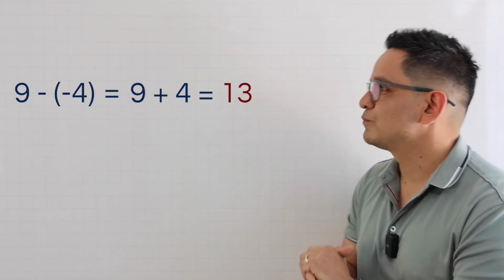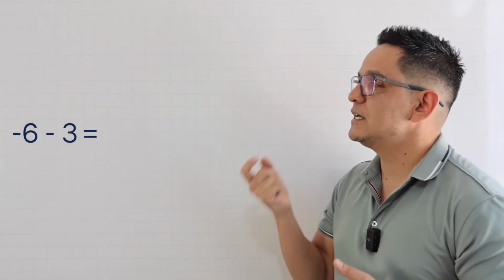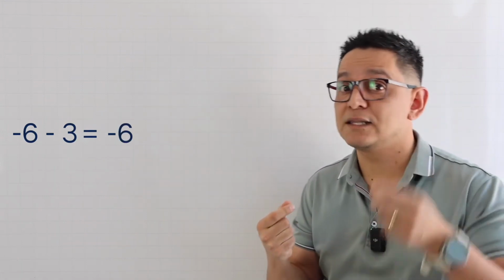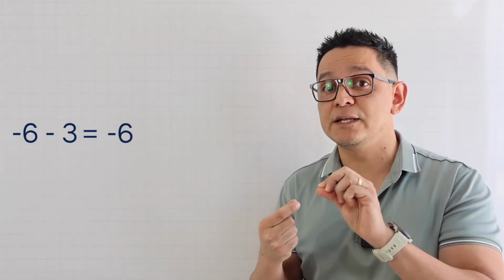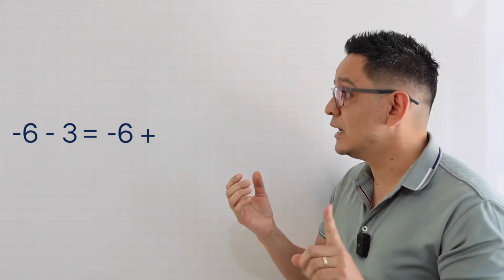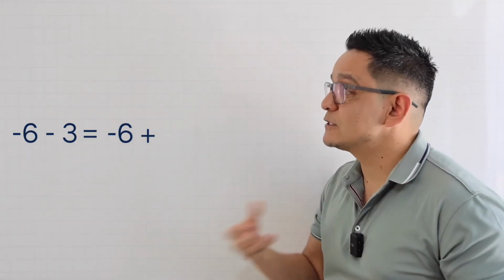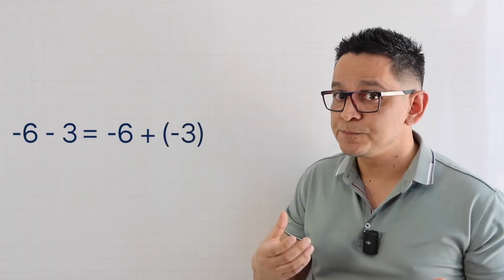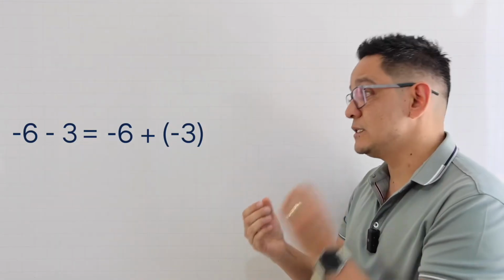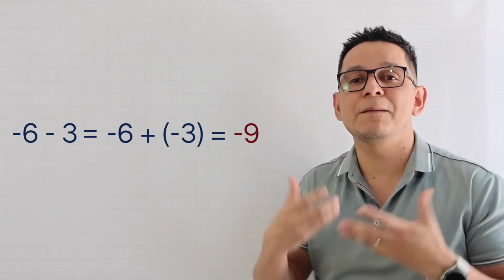Let's try another one. Now, for example, we have minus 6, minus 3. Again, we write minus 6. And instead of immediately putting the minus, we're going to put a plus, because we're going to think of it as an addition. And now we're going to write the additive inverse of 3, which is minus 3. So the operation becomes minus 6 plus minus 3, and minus 6 plus minus 3 equals minus 9.